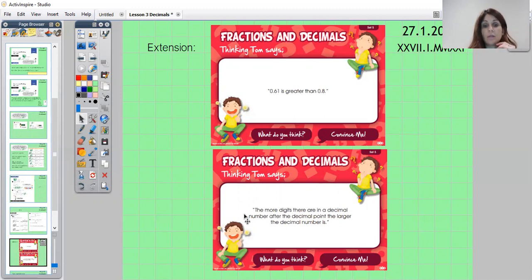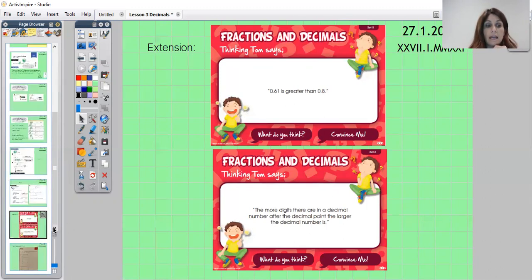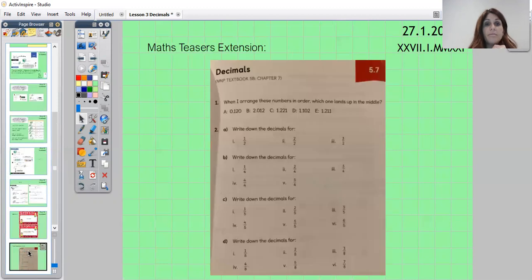And then this second one, the more digits there are in a decimal number after the decimal point, the larger the decimal number is. So the larger the value of the number. All right, so 2 thinking Toms to explain there. And then maths teasers group. I wouldn't think anybody else would move on to this, but you can if you want to. You can give it a go. So questions 1 and 2.